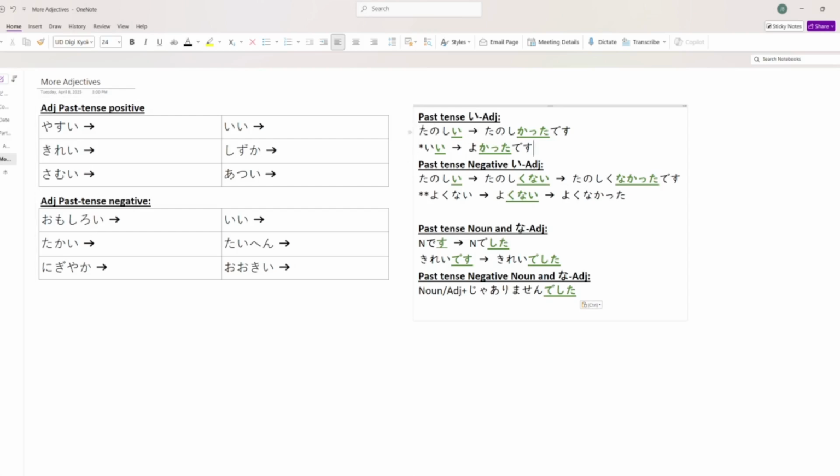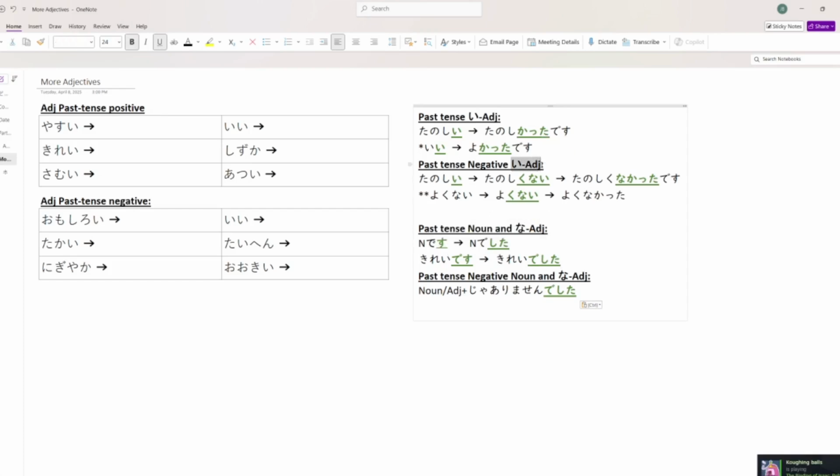Okay. So just as a refresher here for past tense, with our i adjectives, we need to manipulate this i at the end to katta. And this is just for positive past tense. And then for past tense na adjectives and nouns, they do the same thing. We just change that desu into deshita. That applies for both.